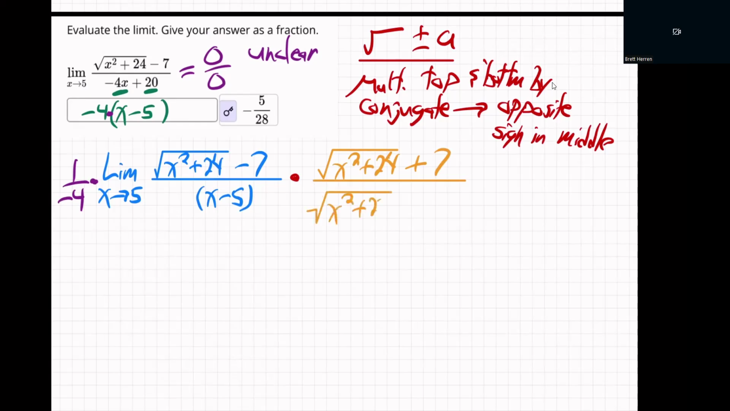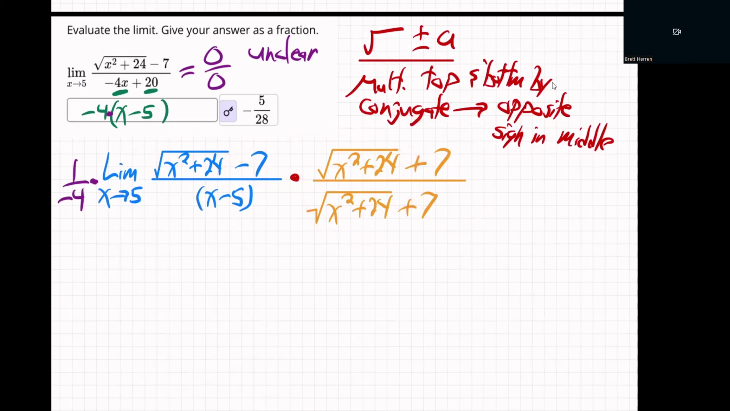Square root of x squared plus 24 plus 7. You see how the minus 7 became plus? So that's what I mean by opposite sign in the middle. So whenever you have a square root added or subtracted with another number, multiply top and bottom of the fraction by the same thing. These can't be different. You can't put plus here and minus there. It's got to be the same thing, right? Whenever we mess with a fraction, we have to do the same thing top and bottom so we don't change the value of the fraction. We're not changing the value, we're just changing the way it looks. So I multiply top and bottom by the opposite sign in the middle.